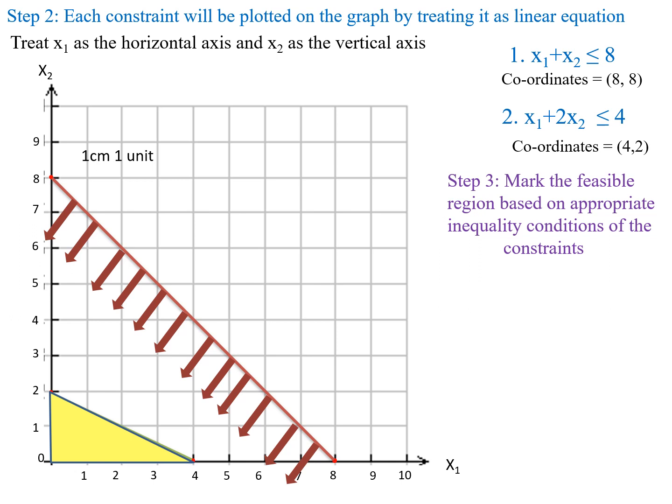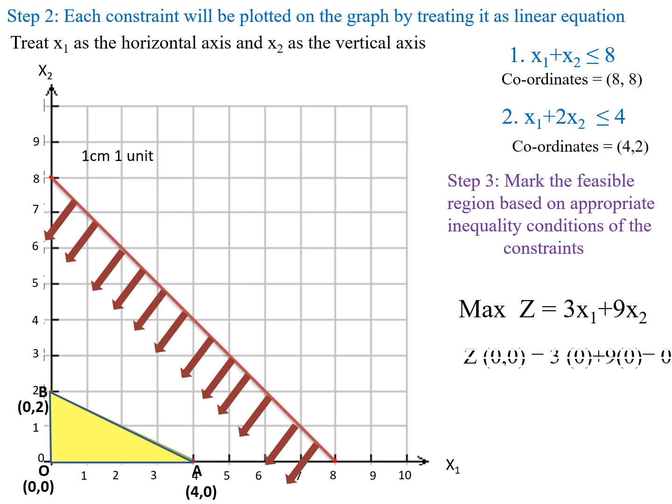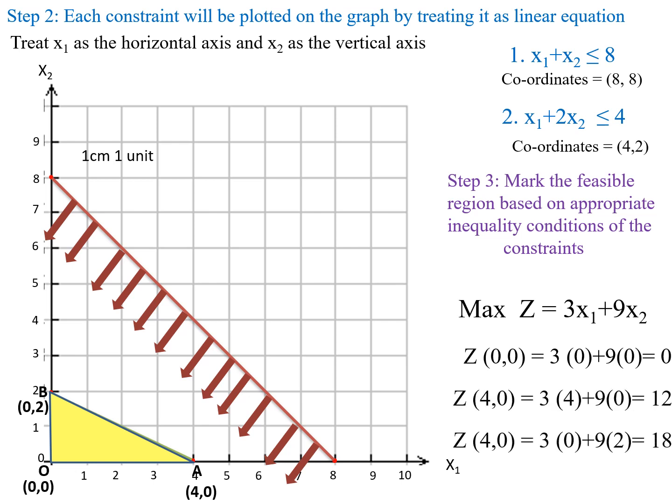Here feasible region is OAB, and the coordinates of the extreme points of the feasible region are, for O 0, 0, for A 4, 0, for B 0, 2. Next we have to substitute these points in the objective function, that is z equal to 3x1 plus 9x2, and we will get the values 0, 12, 18. So among these values maximum value is 18. So maximized objective function is 18. So answer is 18. Thank you.